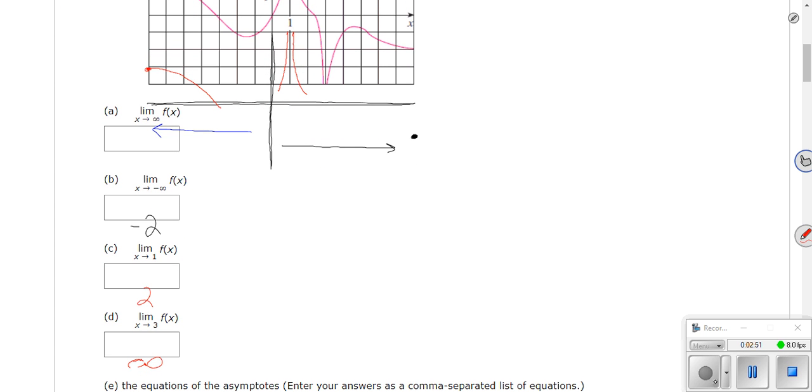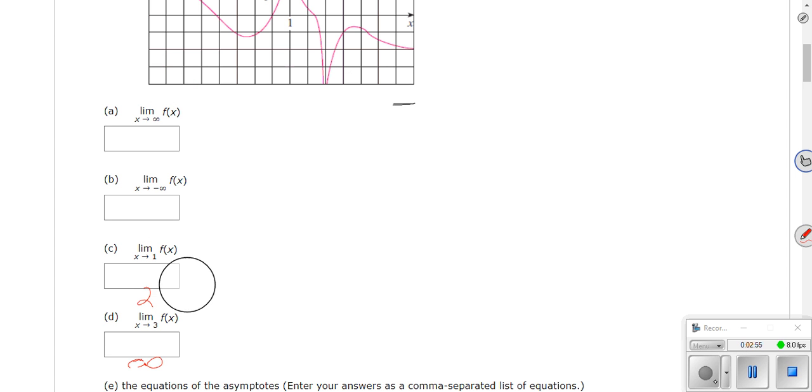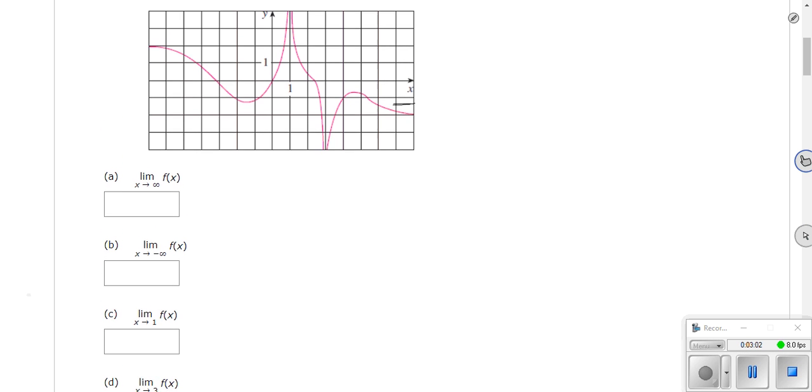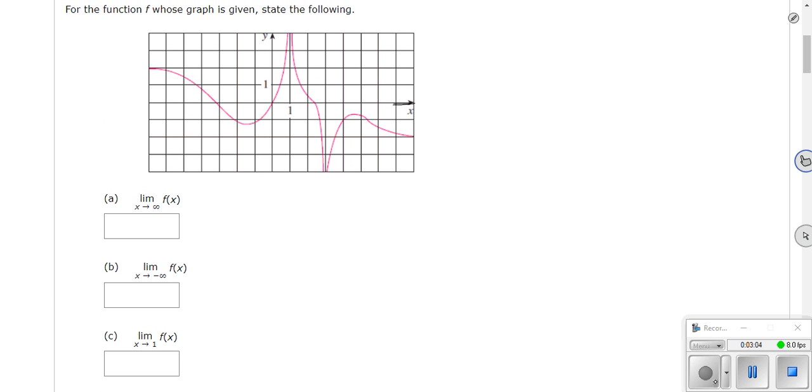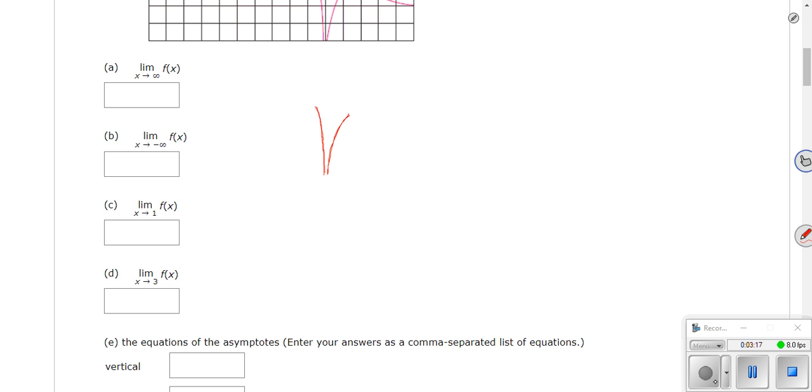Now, the limit of f of x as x approaches 3. If we're looking here at 3, again, from the left and the right, we're going down here, we're going down here, so they are both approaching negative infinity. Hope you guys see that.